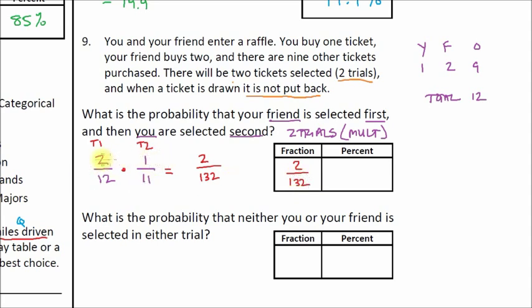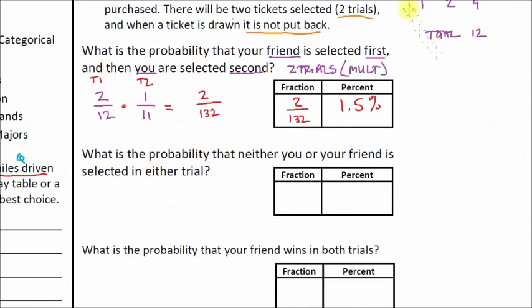Notice, we are multiplying. Don't add. It's easy for students to go, oh, 2 plus 1 is 3. 12 plus 11 is 23. No, we multiply. That's why I wrote down, 2 trials means we are multiplying. 2 divided by 132. I'm going to put that in my calculator, and then I'm going to multiply it by 100, and that's going to give me my decimal answer, 1.5%.